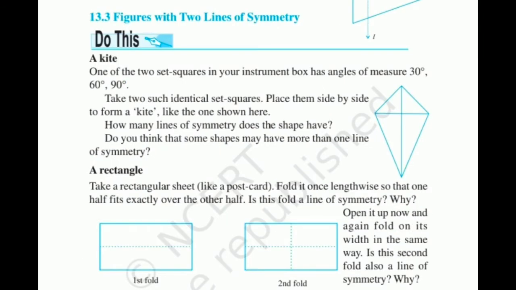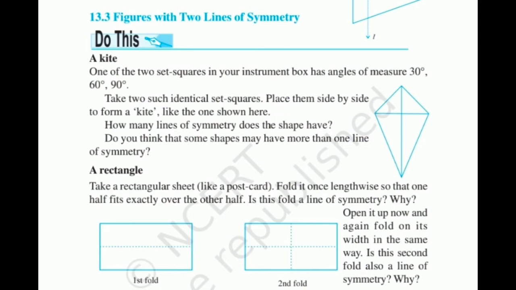Figures with two lines of symmetry. A kite. One of the two set squares in your instrument box has angles of measures 30 degrees, 60 degrees and 90 degrees. Take two such identical set squares and place them side by side to form a kite, like the one shown here. How many lines of symmetry does the shape have? Do you think that some shapes may have more than one line of symmetry? You can see there are two lines of symmetry.